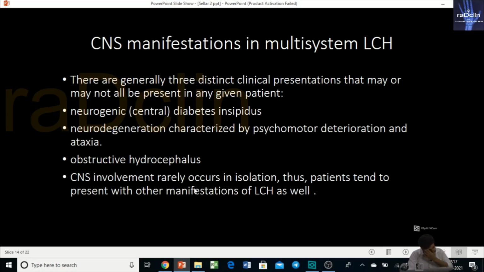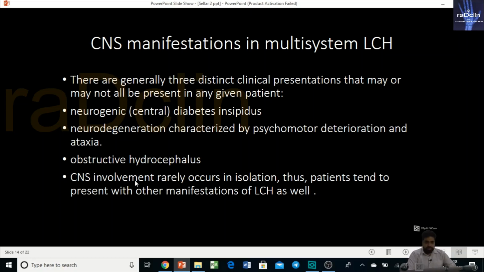Now, one more syndrome is LCH, Langerhans cell histiocytosis, which commonly involves the pituitary stalk and the pituitary gland. CNS manifestations generally involve three distinct clinical presentations of LCH. One is neurogenic, that is central diabetes insipidus. Second is neurodegeneration, characterized by psychomotor deterioration or ataxia, and third is obstructive hydrocephalus. This is how a CNS manifestation of LCH presents: first, neurogenic diabetes insipidus; second, neurodegeneration characterized by ataxia or psychomotor deterioration; and third, obstructive hydrocephalus.